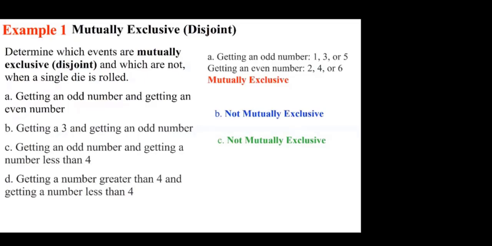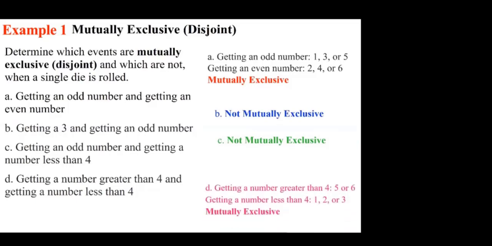5 and 6. 5 is larger, 6 is larger. And getting a number less than 4, obviously they have nothing in common. Less than 4 would be 1, 2, or 3. And that's why there is nothing in common here.